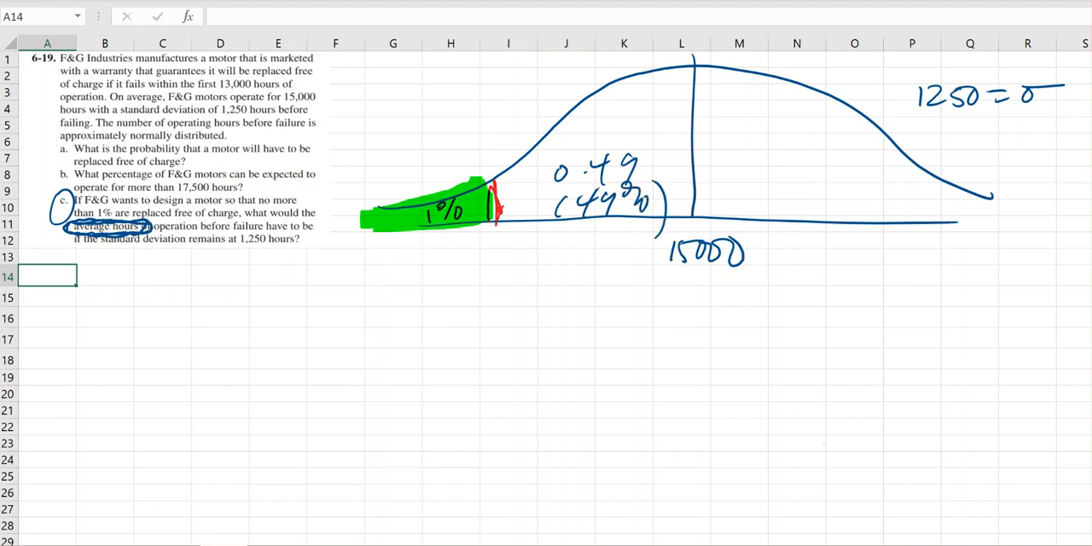So what I'm looking for is the average that will make this happen, all right? So in other words, this average will have to change to make that happen. So I'm going to erase that mean there, and I know that again the standard deviation is 1250. So we're going to do it both ways. We're going to look for the table, which will give us 1%.